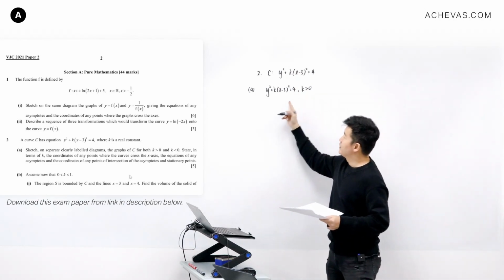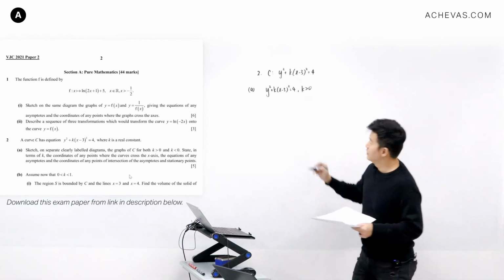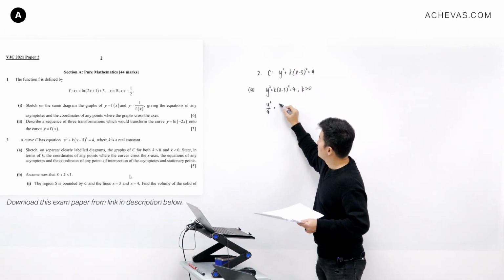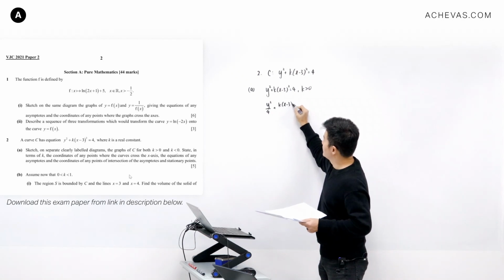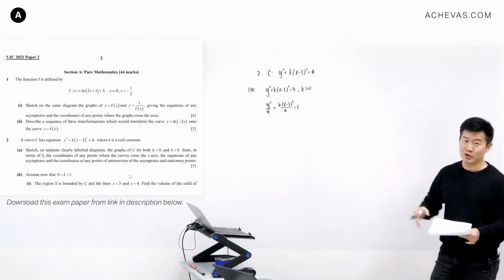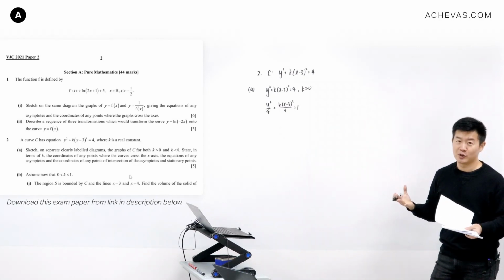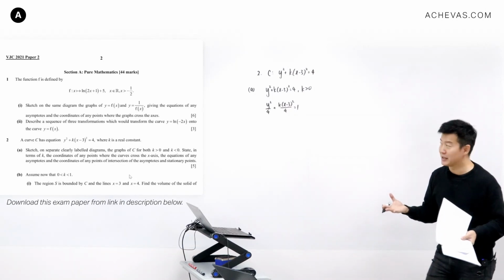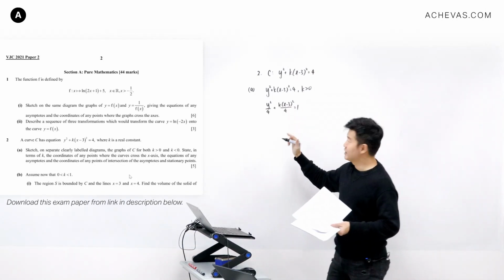And what I'm going to do is I'm going to divide this 4 across to the other side, which will then give me y squared over 4 plus k(x minus 3) squared over 4 is equal to 1. Can you guys guess what this equation is going to be representing? What kind of graph am I going to be arriving at? It is going to be an ellipse, correct? It is going to be an ellipse. We just need to do one last manipulation.